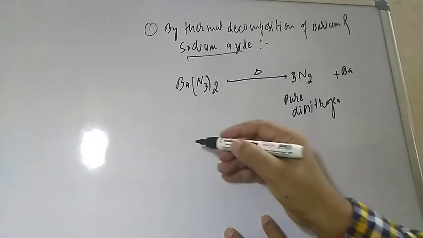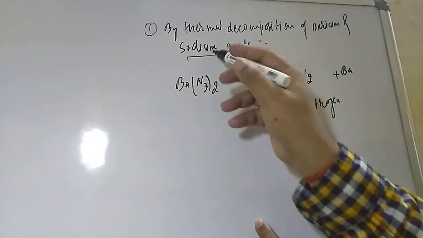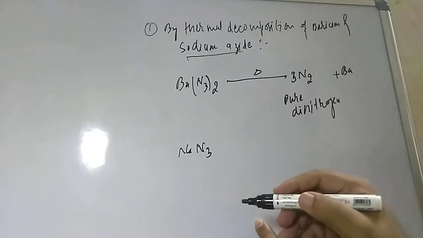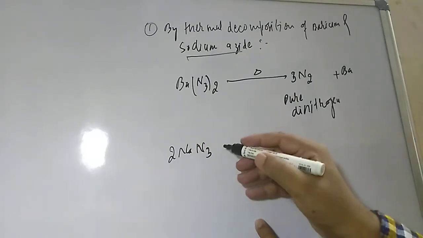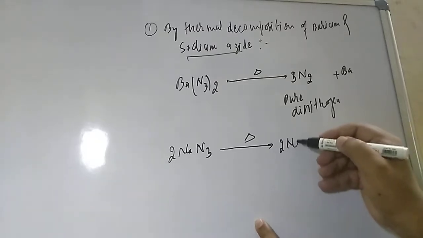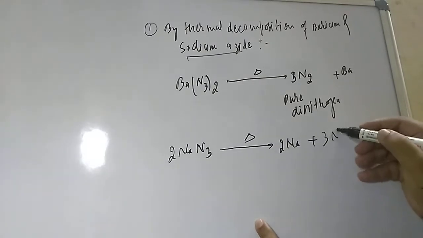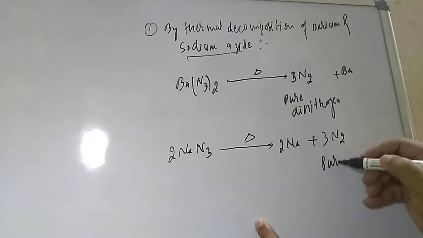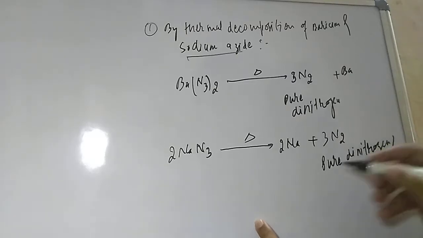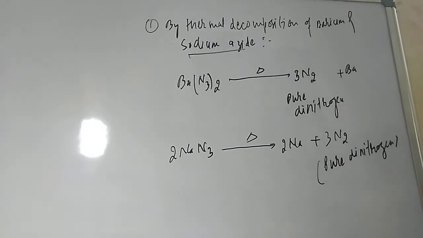Another one is sodium azide. The sodium azide formula is NaN3. You take 2 molecules of NaN3 and heat it. So what will you get? You will get 2Na plus 3N2, and this is also pure dinitrogen. So this method is quite important. Why? Because it gives pure nitrogen, and no side product is formed as such. This is the method which is used much more industrially.